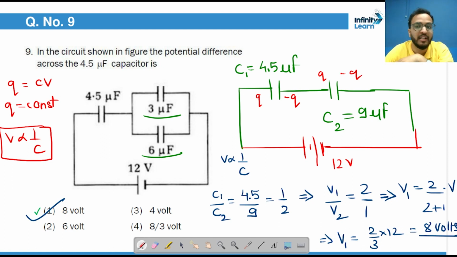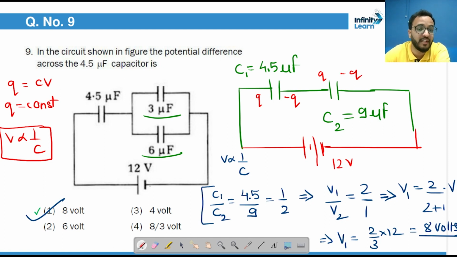This is a pretty simple one. So whenever capacitors are connected in series, the charge on each capacitor will be the same. So the potential drops will be in the inverse ratio of their capacitances. So if capacitances are in the ratio C1 to C2, the potential drops will be in the ratio V2 to V1. Right? Is it clear? Yes or no?